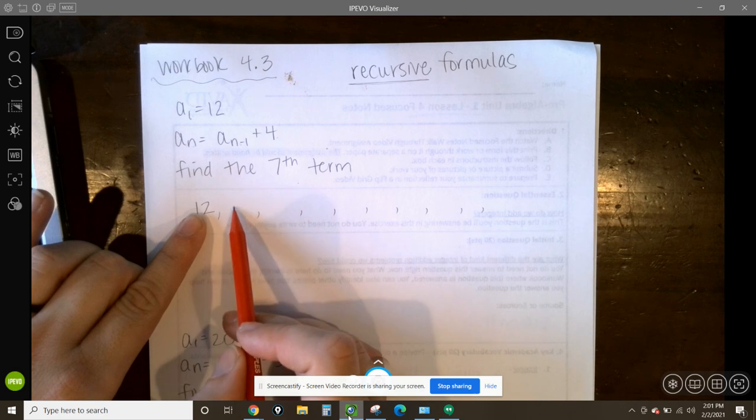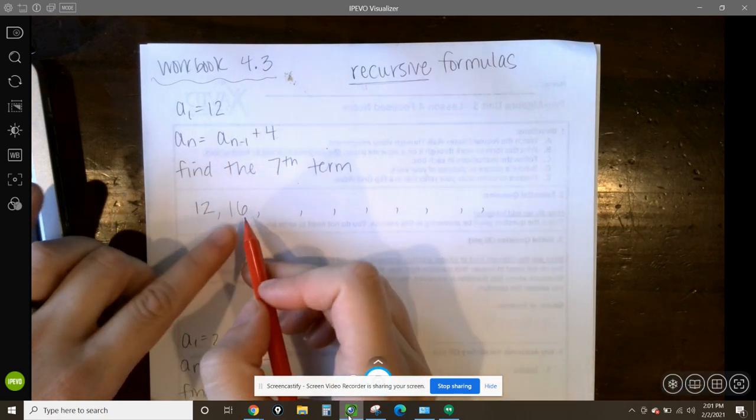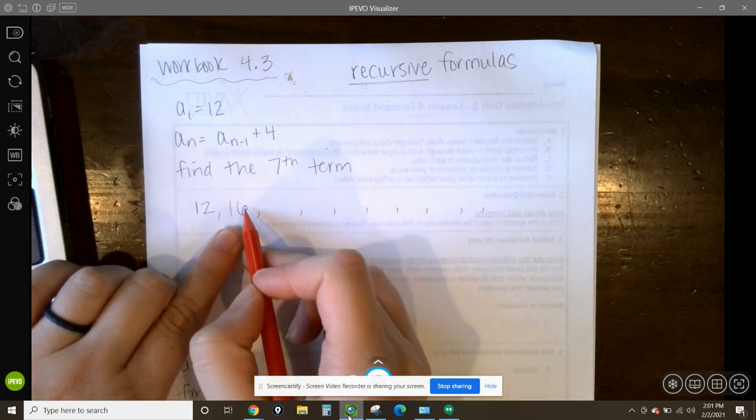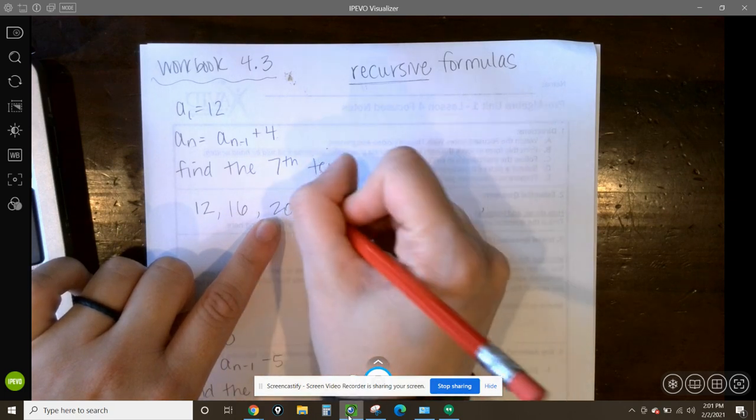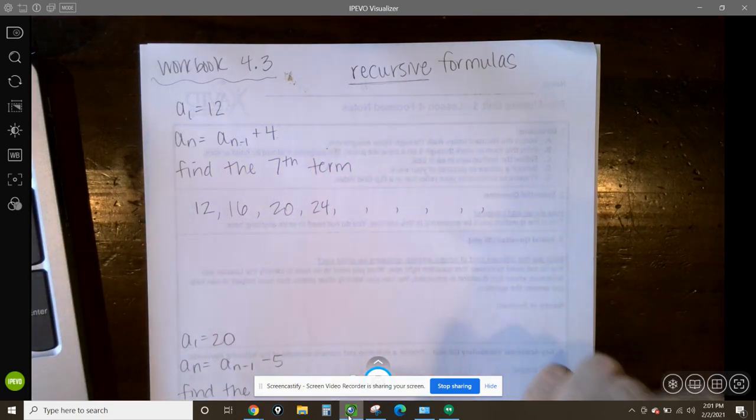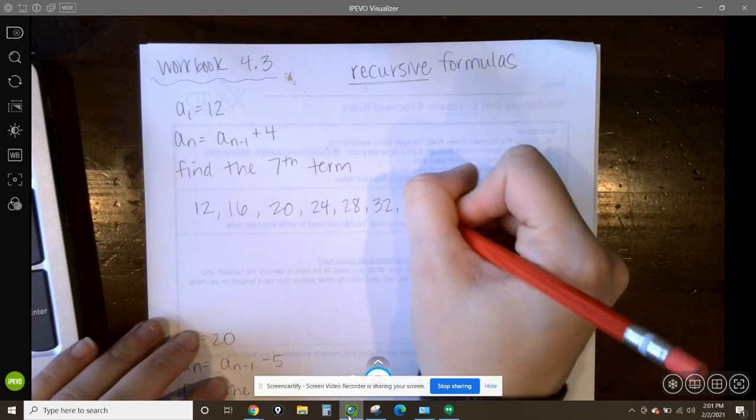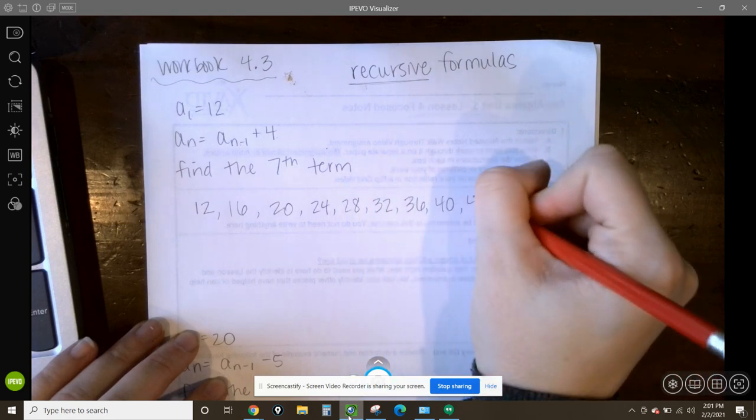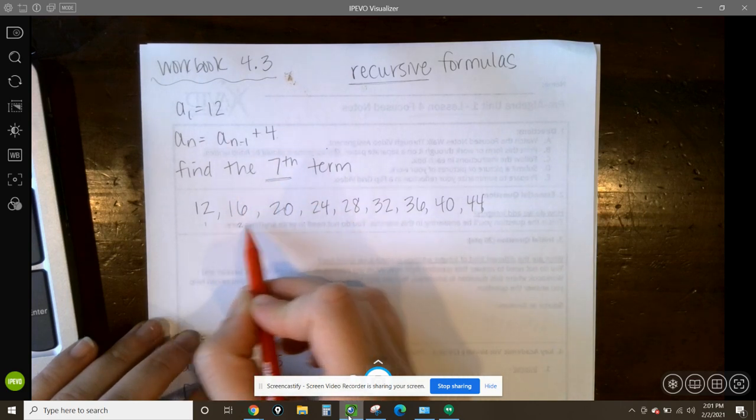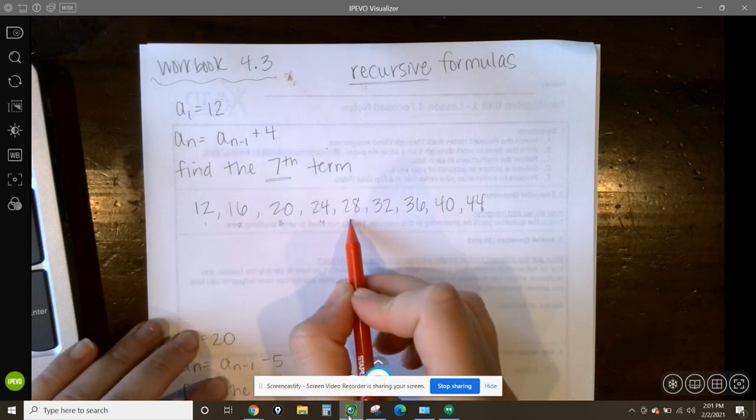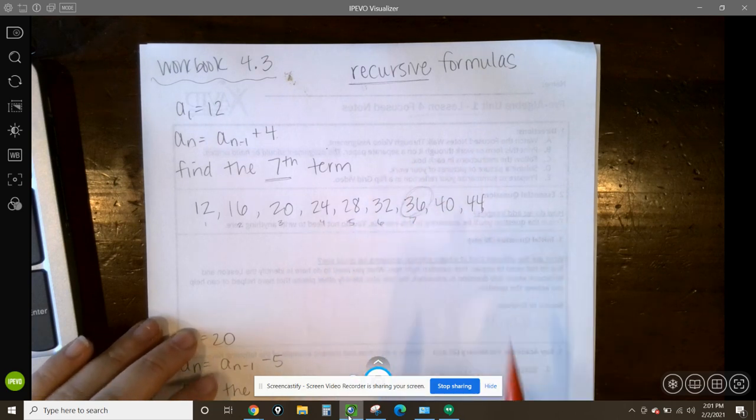They told us the first term was 12. So for the next one, all I'm going to do is add 4. That's 16. Add 4, that's 20. Add 4 again, 24. Add 4 again, 28. I'm just going to keep adding 4 here. This time we were looking for the 7th term. So first, second, third, fourth, fifth, sixth, 7th. The 7th term is 36.